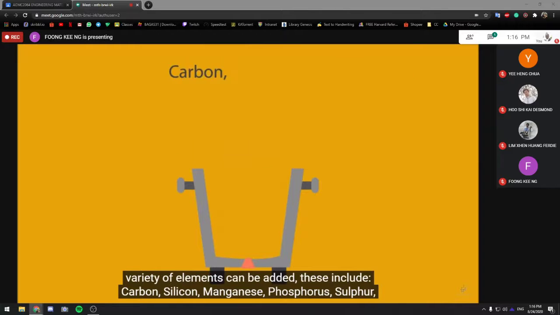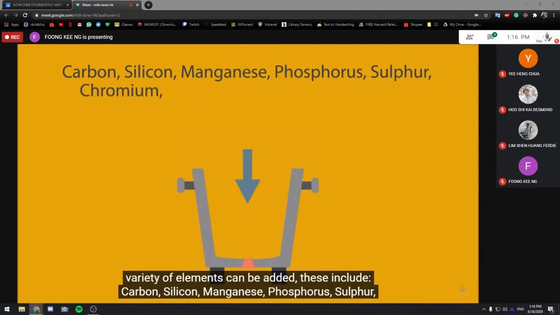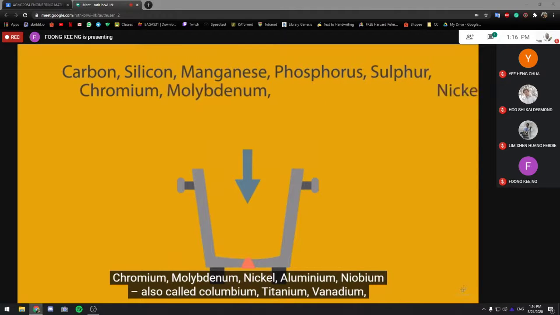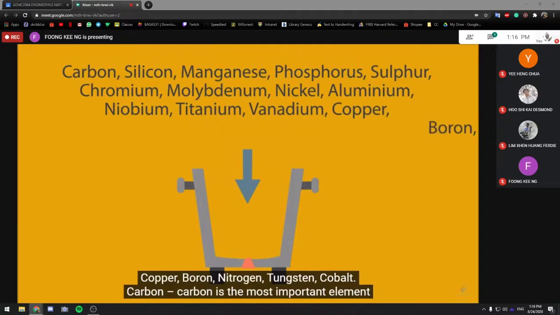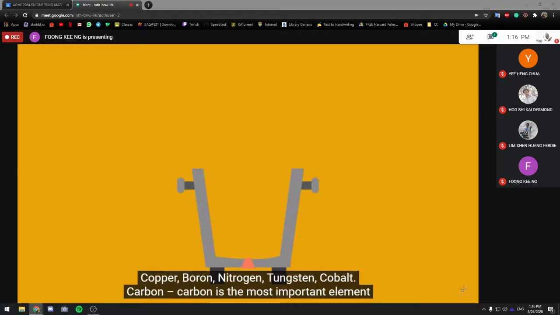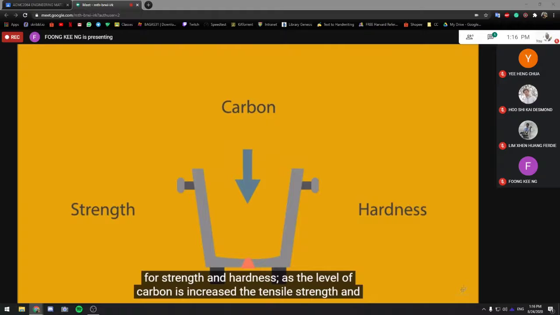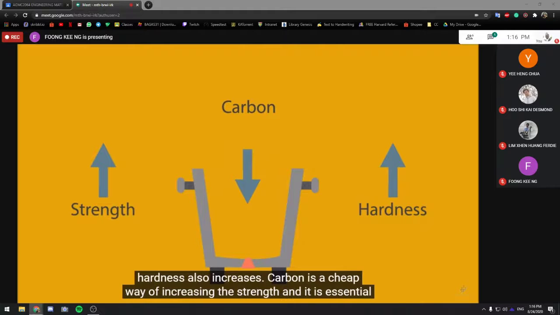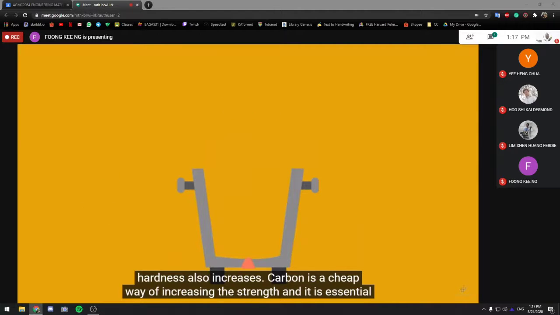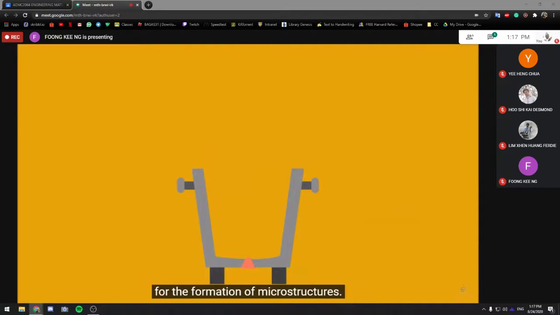These include carbon, silicon, manganese, phosphorus, sulfur, chromium, molybdenum, nickel, aluminium, niobium, also called columbium, titanium, vanadium, copper, boron, nitrogen, tungsten, cobalt. Carbon. Carbon is the most important element for strength and hardness. As the level of carbon is increased, the tensile strength and hardness also increases. Carbon is a cheap way of increasing the strength, and it is essential for the formation of microstructures.